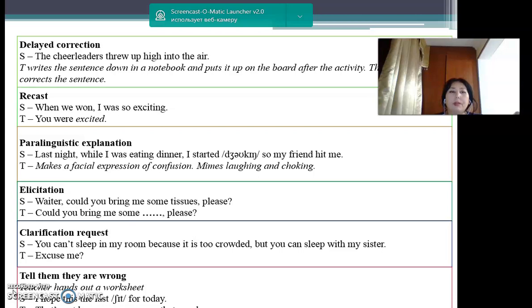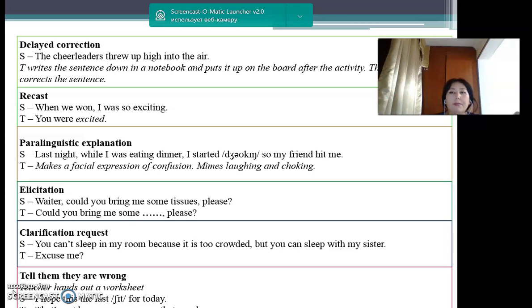Elicitation. Student: Waiter, could you bring me some tissues, please? Teacher: Could you bring me some, maybe napkins, yeah? Please. Clarification request. Student: You can't sleep in my room because it's too crowded, but you can sleep with my sister. Teacher: Excuse me?